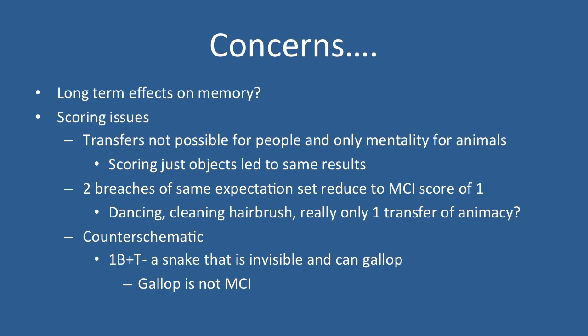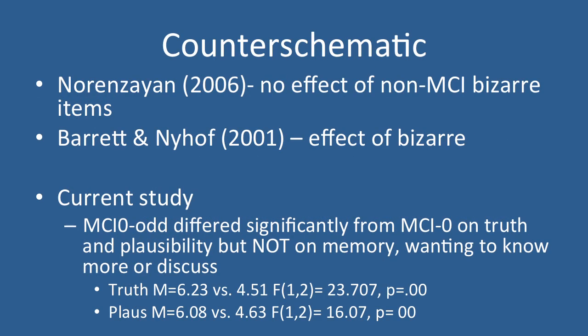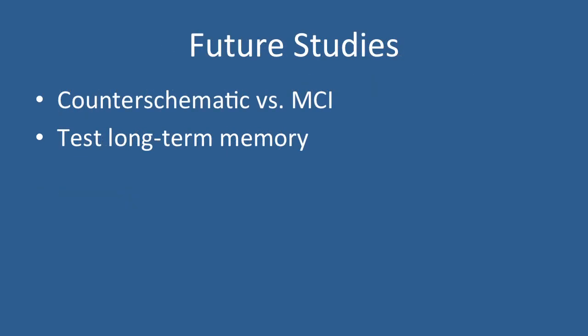And also the idea of counter-schematic. A snake that is invisible and can gallop, a galloping snake, not MCI. Again, to me, something is missing in the coding that should be something different than an MCI of 0. So the whole idea of counter-schematic: some people find no effect of MCI with bizarre items, some people do. That seems to me to be an interesting area that we need to look at, the bizarreness of items and not just the counterintuitiveness of them, but how weird they are. How do we code that? How do we equalize that? Future studies are going to look at that, counter-schematic versus counterintuitive, and also test long-term memory.